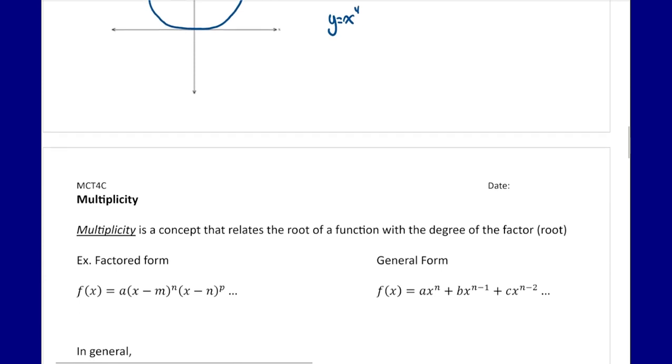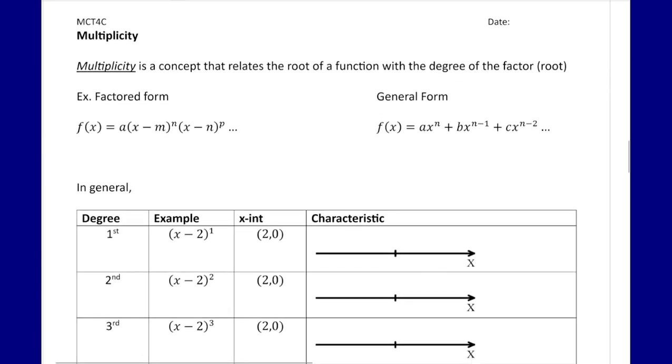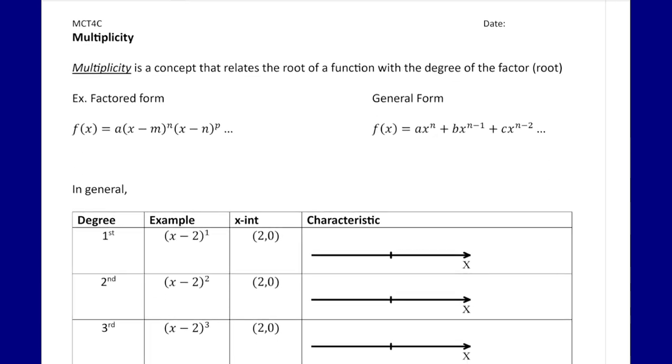So this brings us to what we call multiplicity. Multiplicity basically is a concept that relates the root of a function with the degree of the factor or root. So when we break down a polynomial into different factors, it relates the root of the function, each factor, with the degree. Depending on what the degree is, that will determine the nature of that factor.